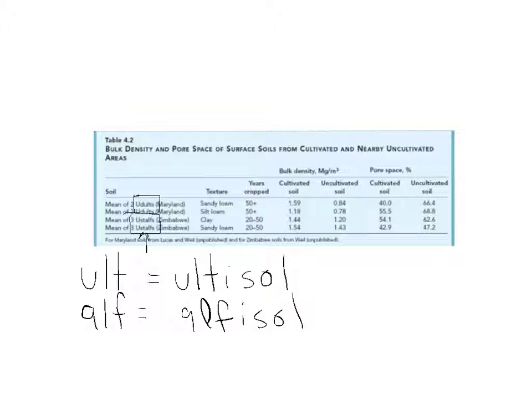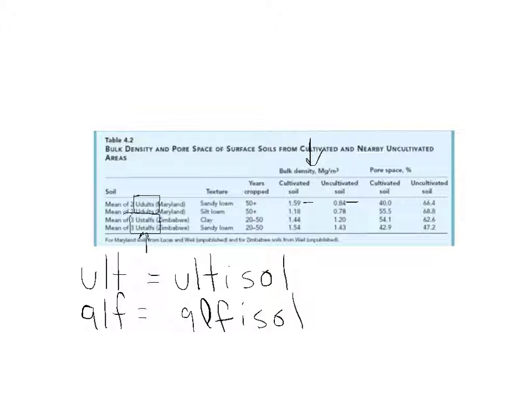As we move over in this, we can look at the texture, the years cropped, and the cultivated soil. If it's been cultivated, how long? If it hasn't been cultivated, what does that look like? So we're just going to pay attention to this bulk density measurement here, and we can see that with a sandy loam, just like we had mentioned before, this one right here has a bulk density of 1.59 when we cultivate it, so that's a fairly high bulk density. Okay, it means it's more compacted, let's say, or more dense per unit volume. For the uncultivated soil, we have a 0.84, which is a lower bulk density.